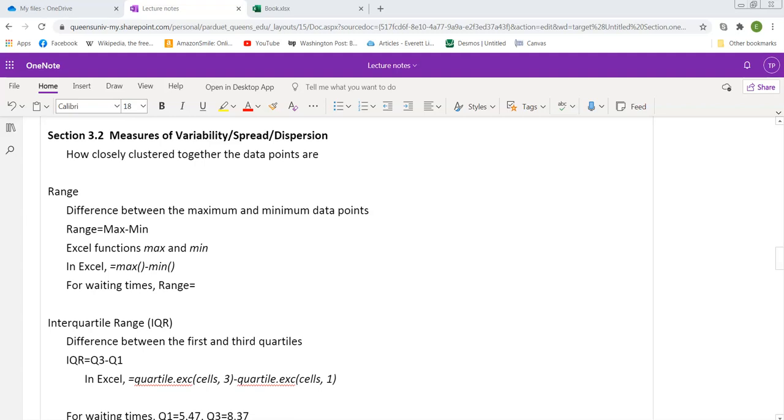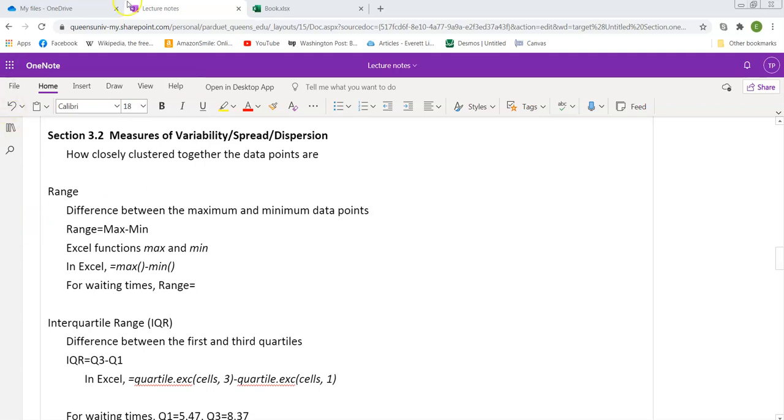Hi everybody, welcome to section 3.2. That's on measures of variability. Another term for variability is spread, and yet another term is dispersion. All of those terms refer to how closely together the data points are clustered. Are they all close together or are they really far apart?